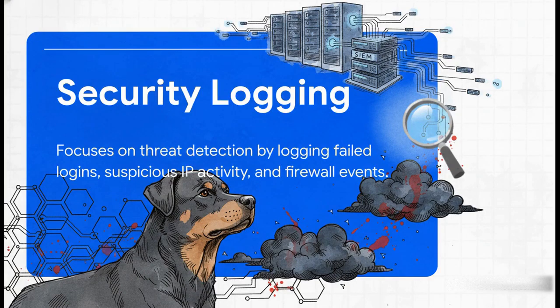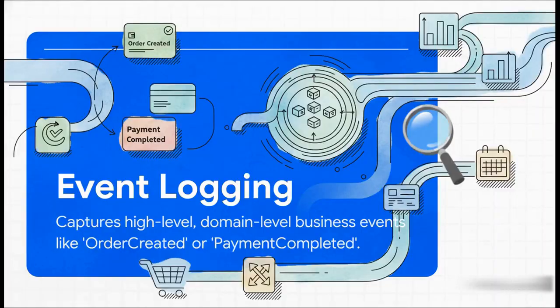And of course, every system needs a good guard dog, right? That's where security logging comes in. It's focused exclusively on potential threats. It's watching for stuff like failed login attempts, weird activity from unknown IPs, and more. This data usually gets piped into what's called a SIEM, which is basically a command center for security analysts to hunt for threats.